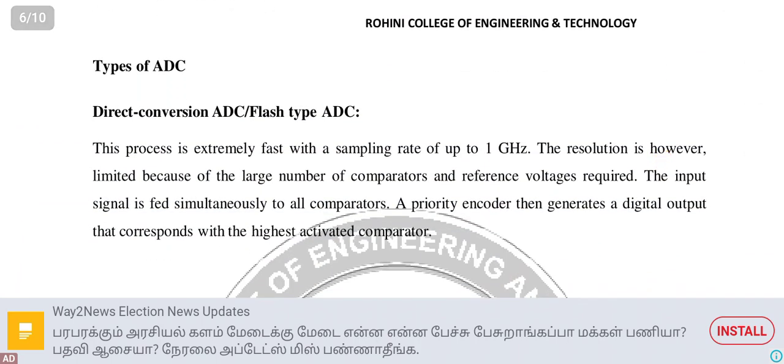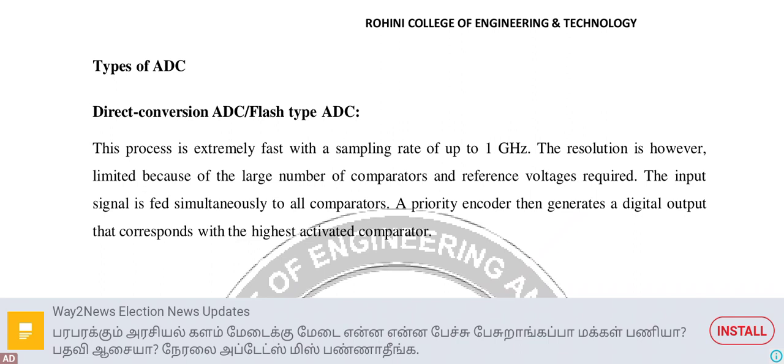Next topic is ADC, analog to digital conversion. The real-time signals available are analog in nature, but if we want to process the data by means of a processor, or if we want to store the data, we have to convert the analog data into digital. There are varieties of analog to digital converters available.